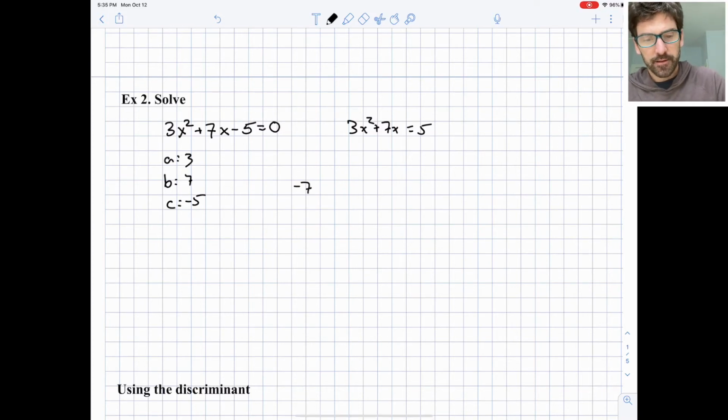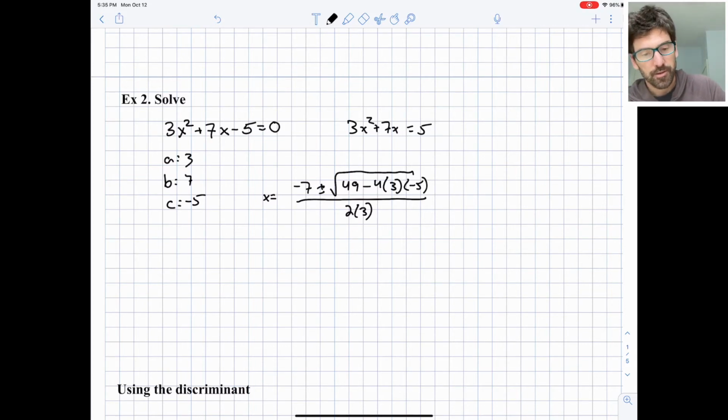So negative 7 plus or minus a big square root. 7 squared, I'm actually going to do that one in my head, minus 4 times a times negative 5, all over 2a, 2 times 3. Okay, so we have x is equal to negative 7 plus or minus the square root of 49. We're going to be adding, again, because we have two negatives. So we have a subtraction and then a negative 5 in there, so those will result in an addition of a positive value. 4 times 3 times 5, is that 60? Yep.